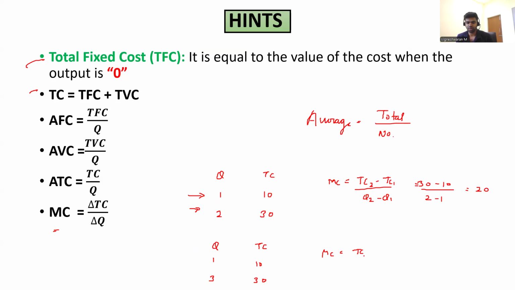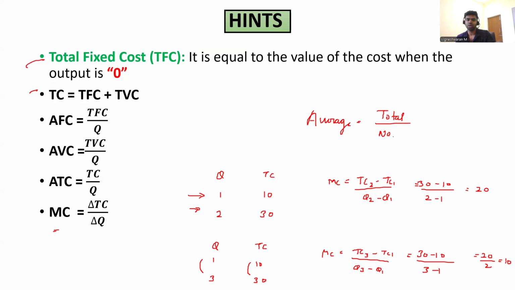Here it will be TC3 minus TC1 divided by quantity 3 minus quantity 1. What I am trying to say is, take the difference of these two cost values and the difference of these two quantity values, and we just have to divide them. That's what I am trying to explain. So it will be 30 minus 10 divided by 3 minus 1, that is 20 by 2, which is equal to 10. I think now you are clear with all these things.